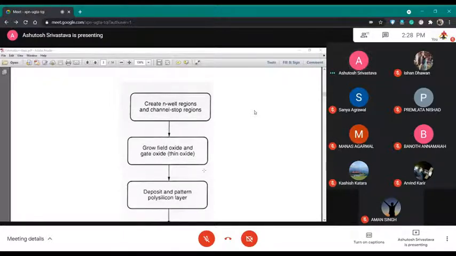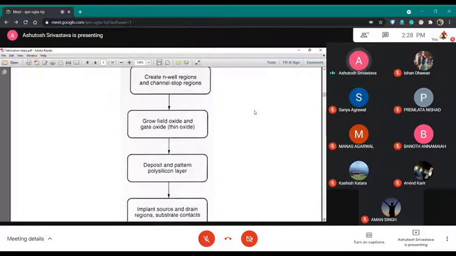Okay, so you grow the field oxide, which is your insulator, right? So that is just above the substrate. Then you deposit and pattern the polysilicon layer. This polysilicon layer acts as your metal layer. Please note down these steps.